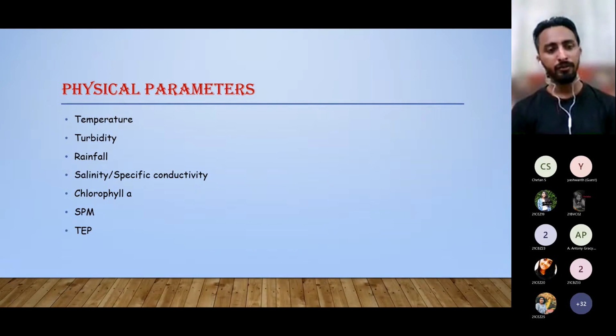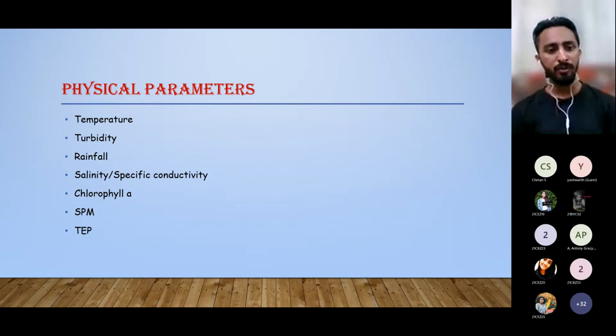Generally, chlorophyll for an estuarine or marine environment ranges from 5 to 10 mg per meter cube. Sorry. Then the next term you can see is SPM. SPM stands for suspended particulate matter. As the name suggests, suspended particulate matter are those particulate matters which are present in the water body. A high level of SPM will generally link to high turbidity, and lower SPM will result in lower turbidity.